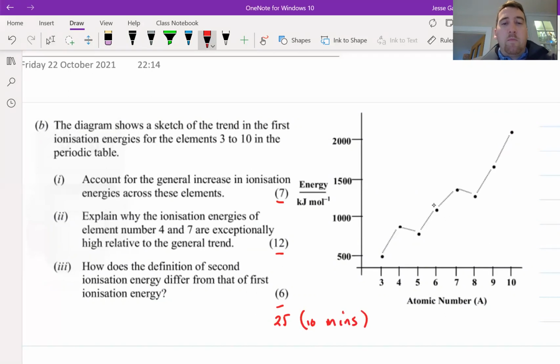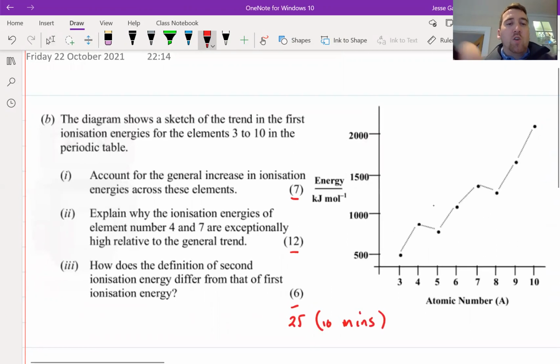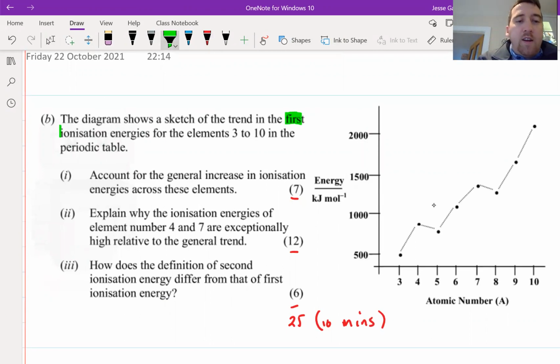So I'm going to get you to set your timer and we'll get started. So do that now. All right, so we're ready to go. Let's have a read here. It says the diagram shows a sketch of the trend in first ionization energies for the elements 3 to 10 in the periodic table.